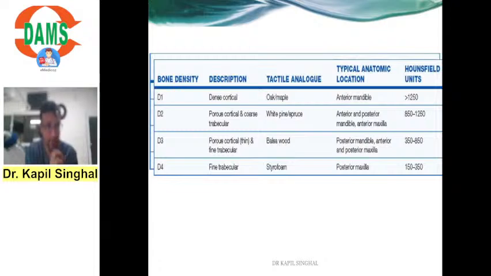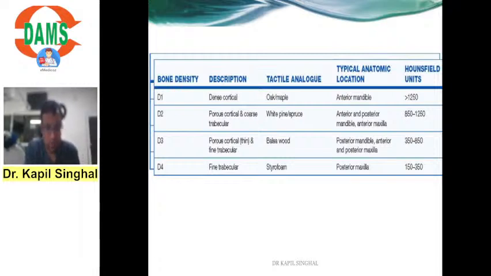Similarly, D2 bone is porous cortical and coarse trabecular bone. It is similar to white pine and spruce, seen in the anterior and posterior mandible and anterior maxilla, and the Hounsfield value is between 850 to 1250. So please remember the values.